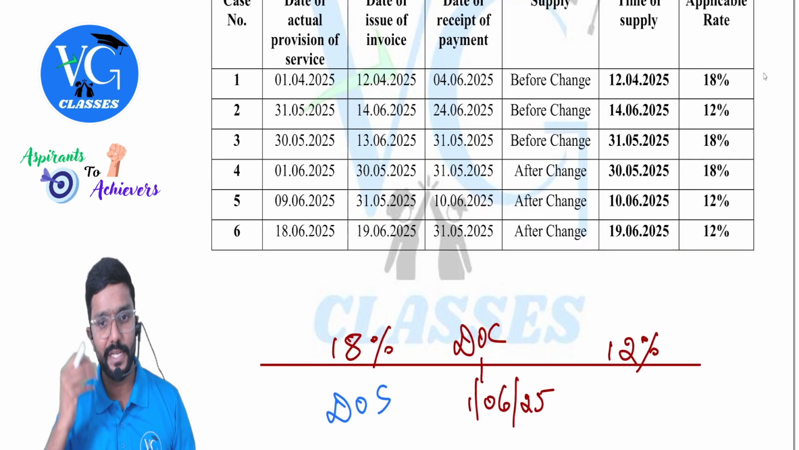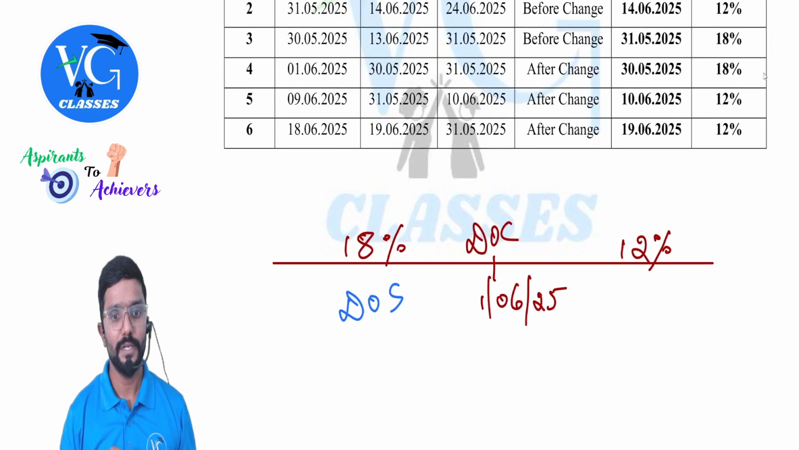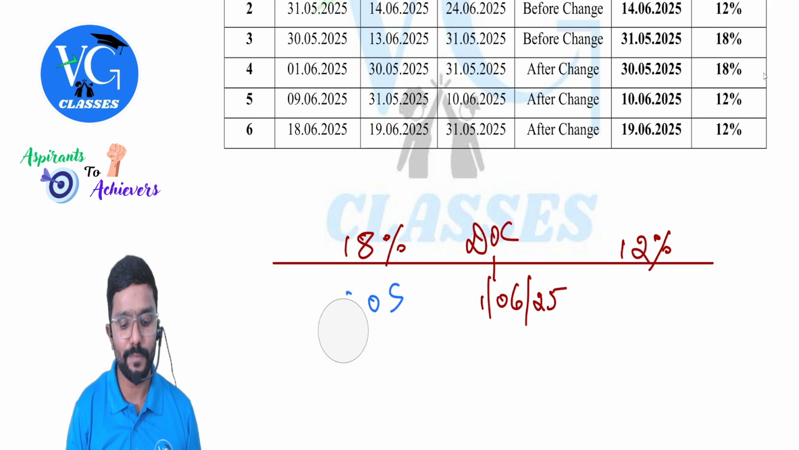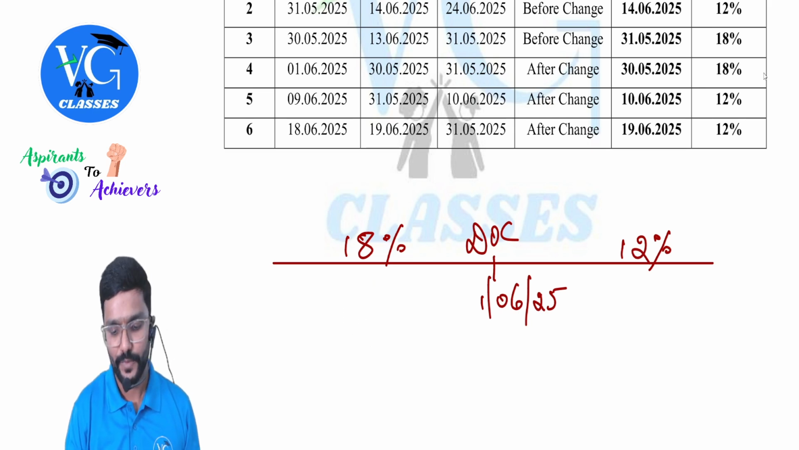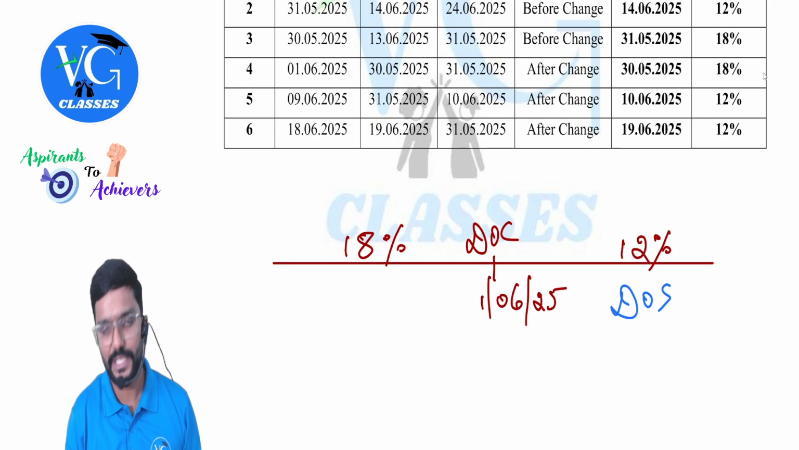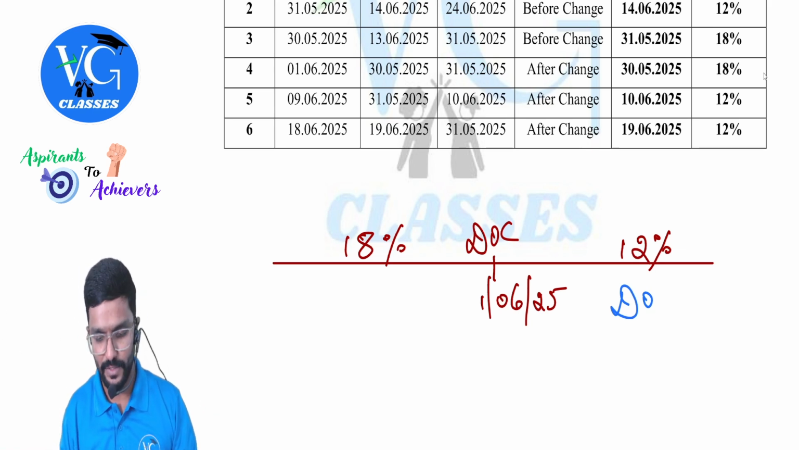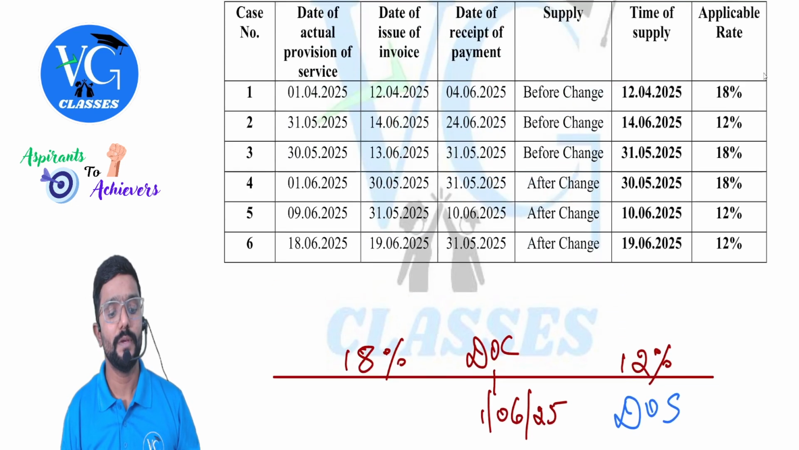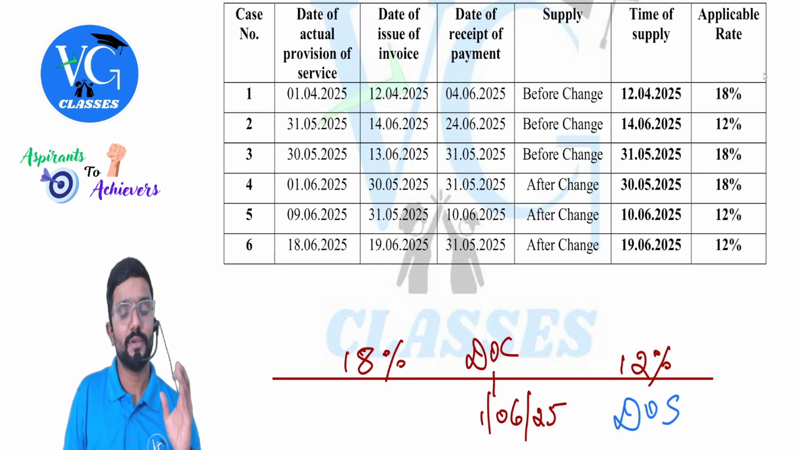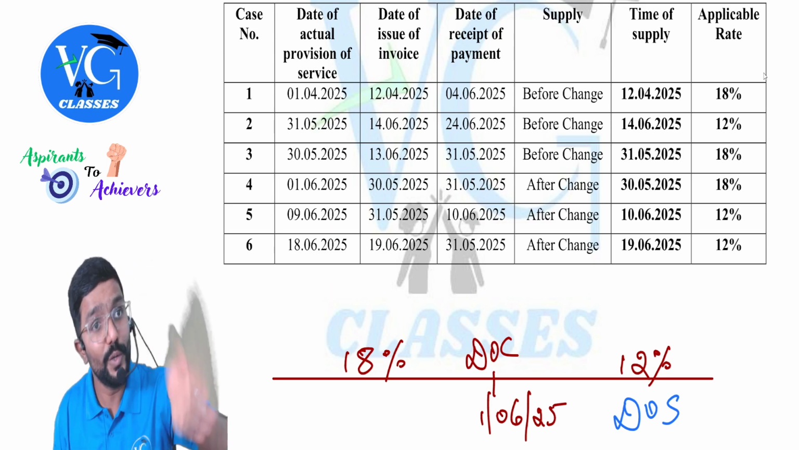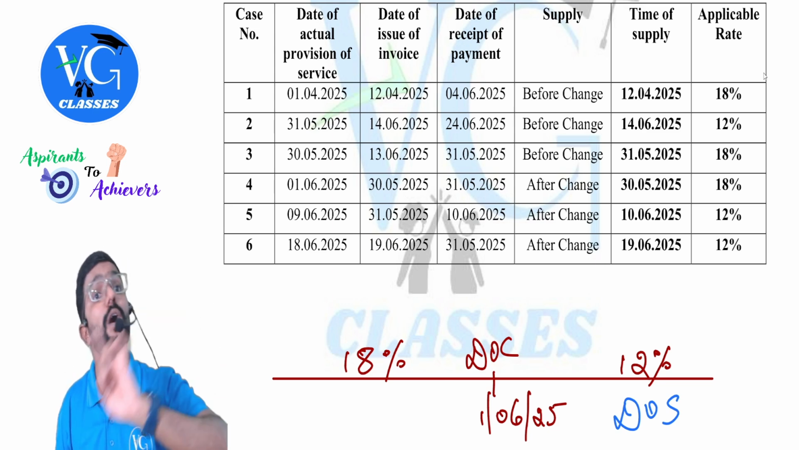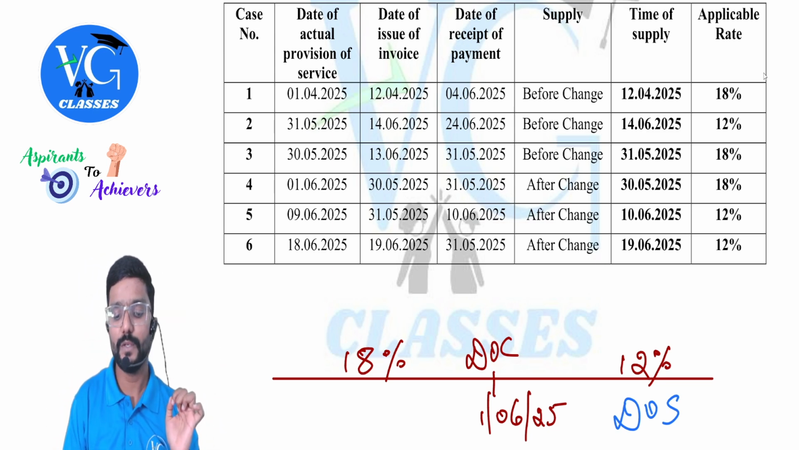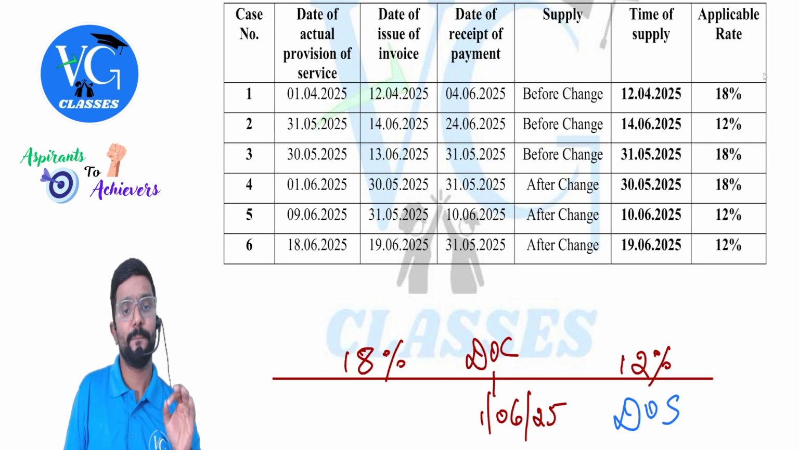Next 3 scenarios are different. Please be careful. Now I am taking the date of supply to be after the change. That is on or after the change, guys. Let me write DOS. Fourth case. Date of actual provision of service, that is nothing but date of supply, is 1st June. On or after, including that day. Will it be after or before? After. So this is on this side.